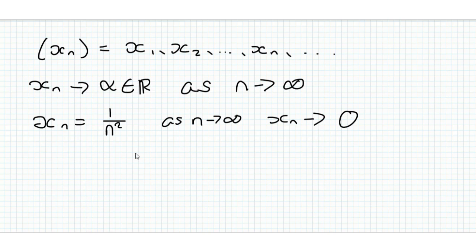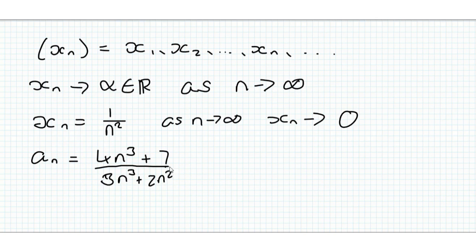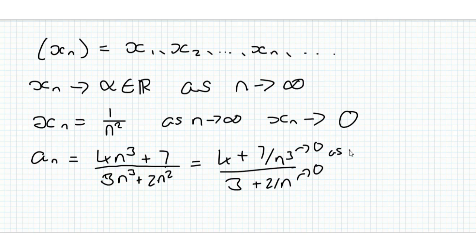Another example, if we look at a sequence, and I'll call this something else, we'll say an, and this is (4n cubed plus 7) over (3n cubed plus 2n squared). We want to see what happens to an. So to look at this, we're going to write an in a slightly different way. We're going to divide the numerator and denominator by n cubed. So we're going to get (4 plus 7 over n cubed) over (3 plus 2 over n). Now we can see as n tends to infinity, these two bits tend to 0, and we're just left with 4 over 3.